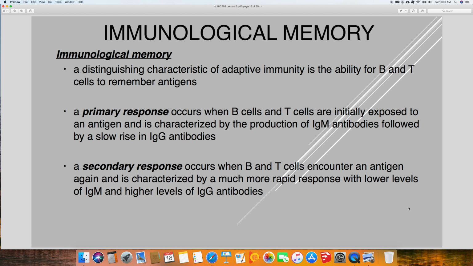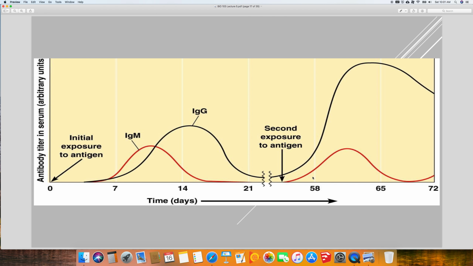Now, the secondary response is when these B and T cells encounter their antigen a second time, or a third time, or fourth time, whatever it may be, after the first time. This is characterized by a similar response of IgM because there are some B cells that will be experiencing this antigen for the first time, but a lot of the memory cells that were produced from the primary response are starting to recognize this antigen. When they do that, they produce very rapid amounts of IgG, which is shown by this picture.